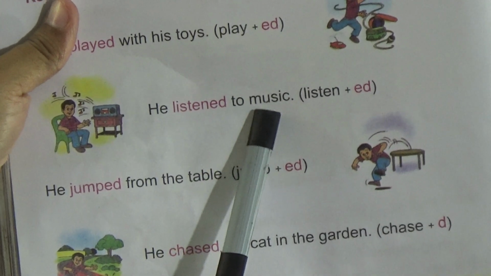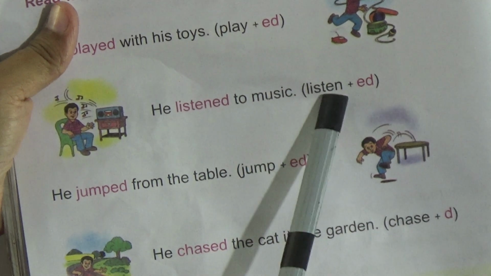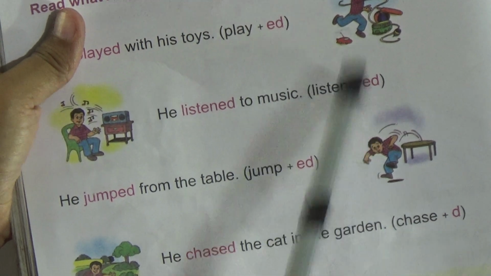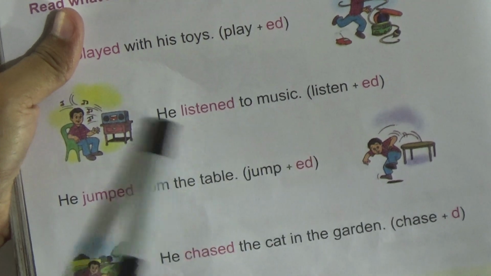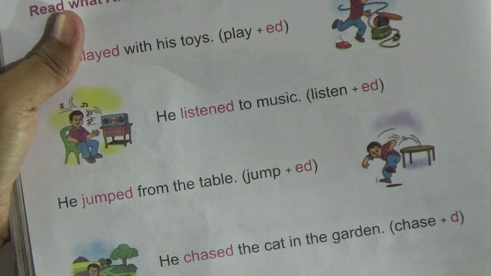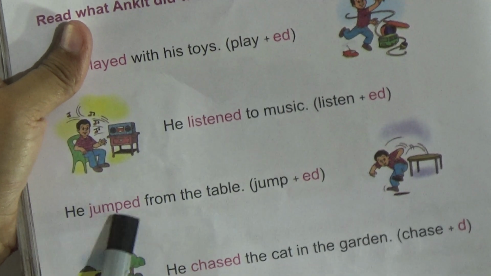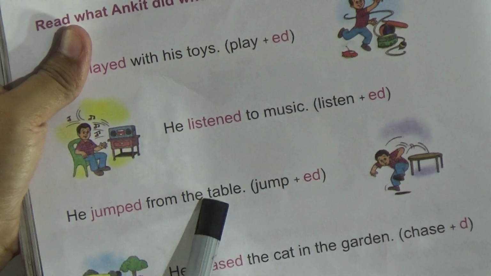Now the second one, he listened to music. Just look here, listen is the main verb, and we have to add ed for making it the past form. So he listened to music. Now the next one, just look at the picture. He jumped from the table.